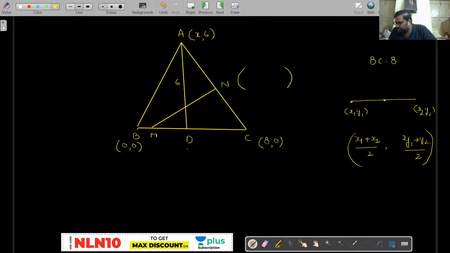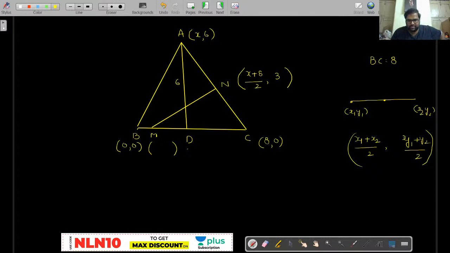Am I right or wrong? Yes, very good. Now observe here, this will be (x plus 8) by 2, comma, 6 comma 0 by 2 will be 3. Very good. Now how much will be m and n? Let me know that.